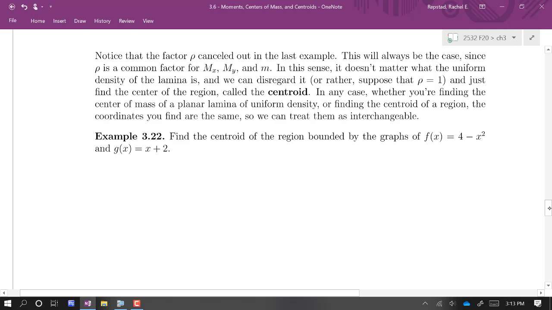So in example 322, they say find the centroid of the region bounded by the graphs of f of x equals 4 minus x squared, so the same graph, but now our g of x isn't 0, it's x plus 2. So it does change our region. They say find the centroid. They don't ask us to find the moment, so we'll just assume that rho is equal to 1.